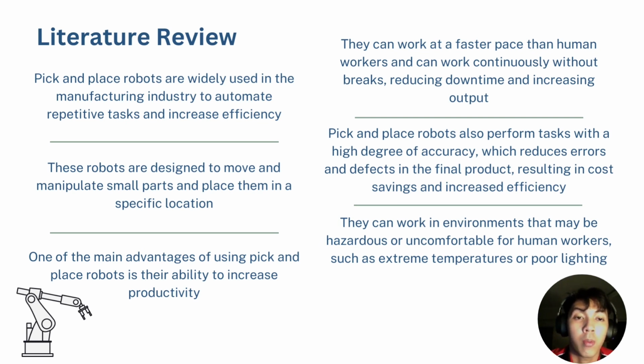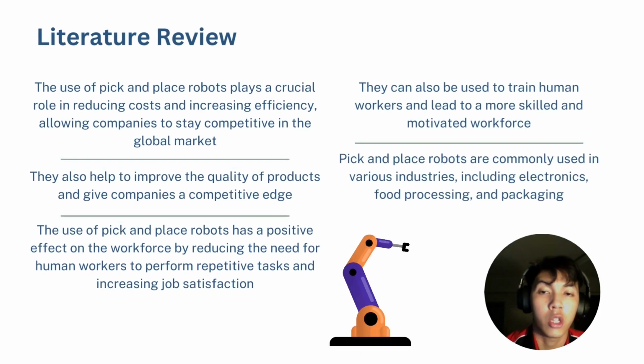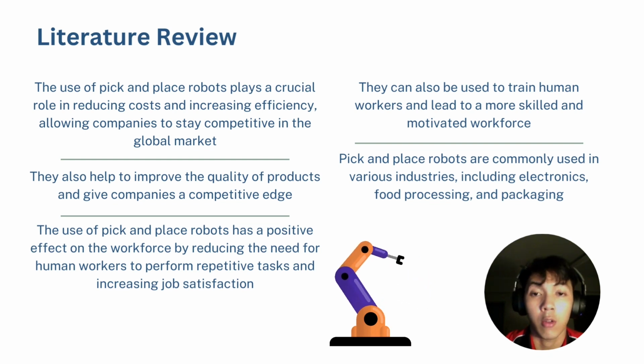Pick and place robots also perform tasks with a high degree of accuracy, which reduces errors in the final product, resulting in cost savings and increased efficiency. They can work in environments that may be hazardous or uncomfortable for human workers, such as extreme temperatures and poor lighting. The use of pick and place robots plays a crucial role in reducing costs and increasing efficiency, allowing companies to stay competitive in the global market. They also help to improve the quality of the product and give companies a competitive edge.